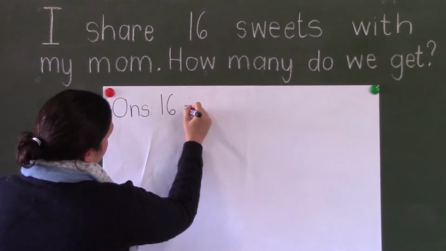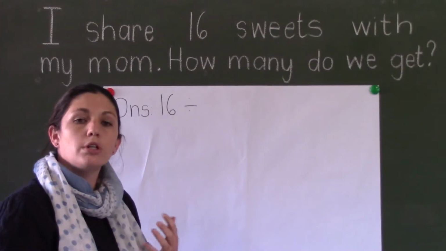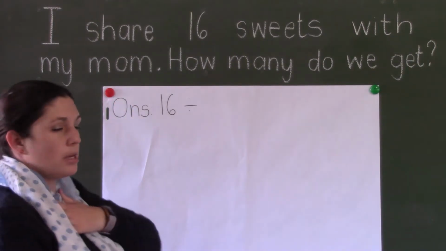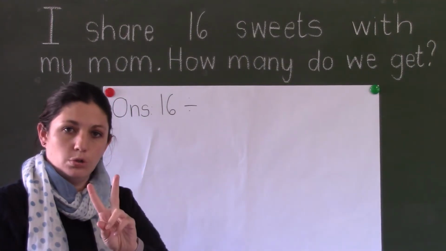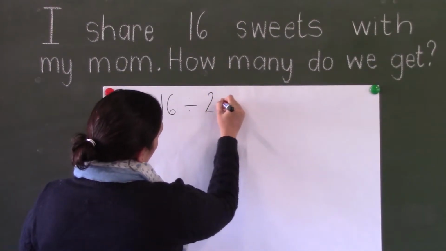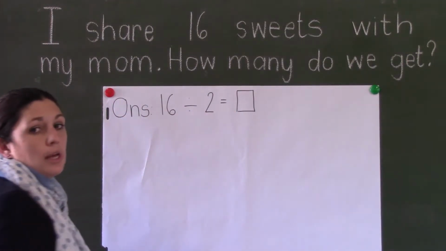shared between, this sign over here is a division sign and we call it shared between. So 16 sweets shared between myself and my mom. So that is 2 people. 16 shared between 2 equals, we don't know yet. Remember your equal sign over here.